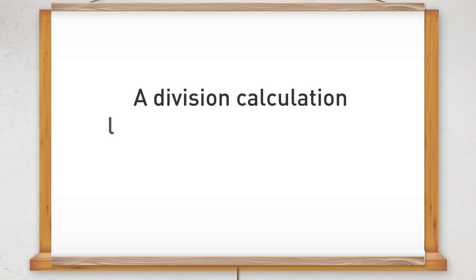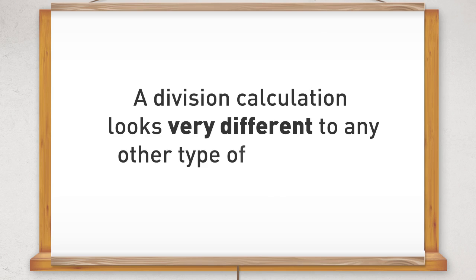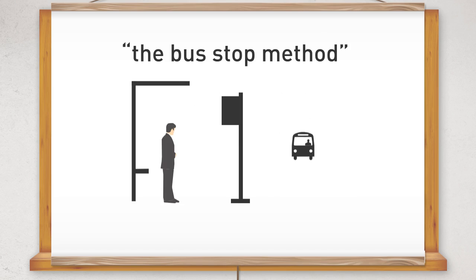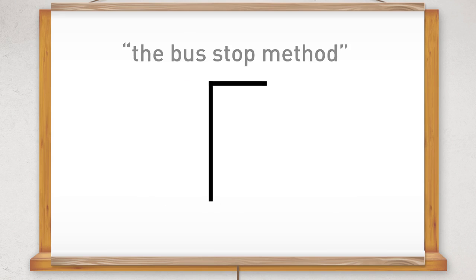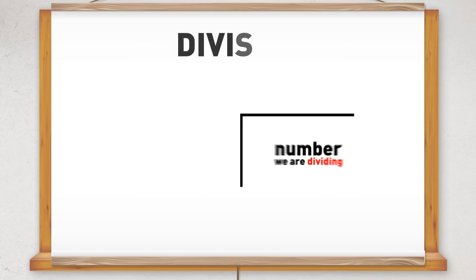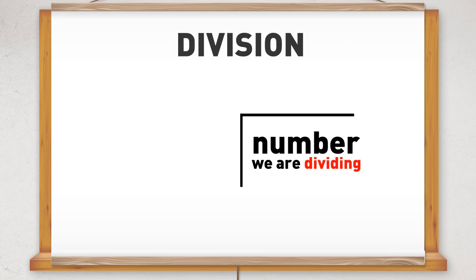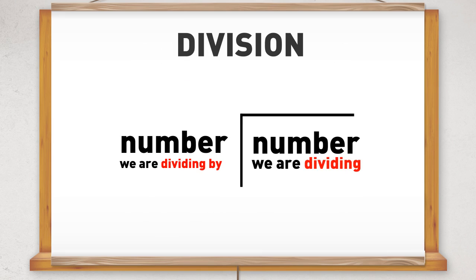A division calculation looks very different to any other type of calculation. Often people refer to it as the bus stop method, mainly because it consists of a vertical line joined to a horizontal line that looks a bit like a bus shelter. The number that we are dividing goes underneath the answer line. The number we are dividing by goes outside. Our answer will go on the top of the line.